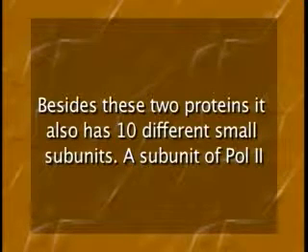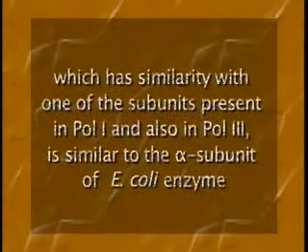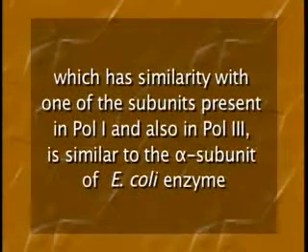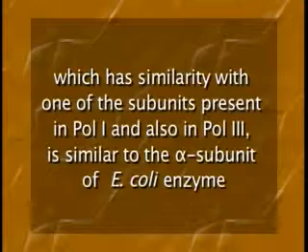A subunit of Pol II, which has similarity with one of the subunits present in Pol I and also in Pol III, is similar to the alpha subunit of E. coli enzyme and helps in enzyme assembly. Apart from the RNA polymerase, different transcription factors are also involved in transcription.